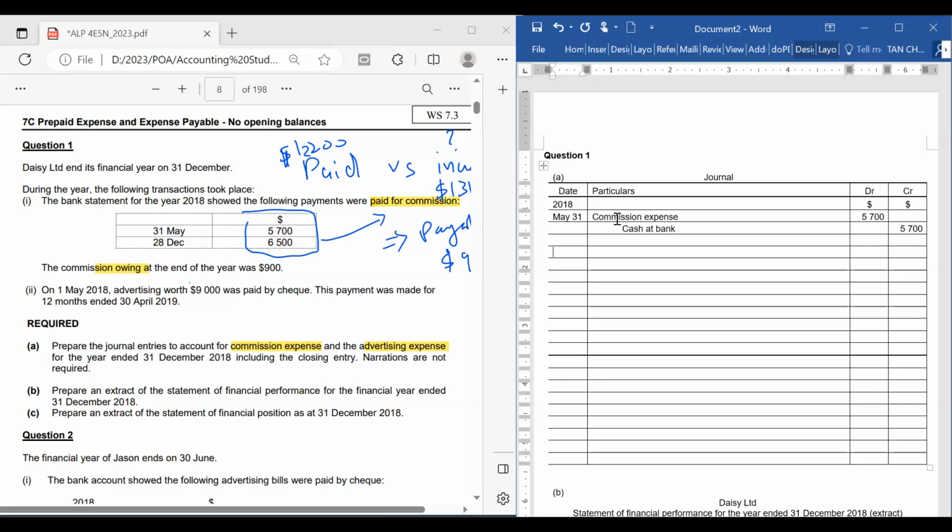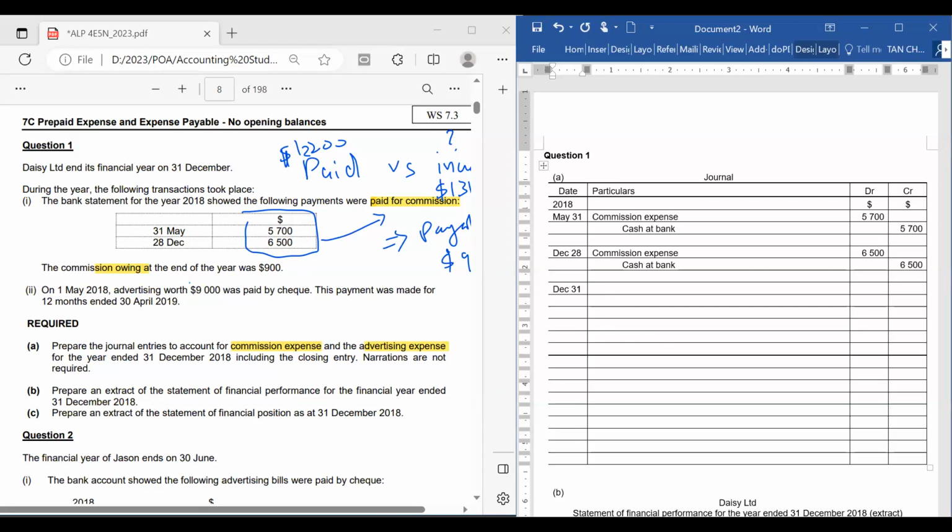Then we have another payment on December 28. So we're going to do the same, because this is just another payment of commission expense. So we will debit commission expense 6,500, followed by credit cash at bank 6,500. So as long as the questions give you information about paying expense, we will just continue to record as per the date given. Okay, the confusing part comes in at the end of the accounting period, which ends on 31st December, where there are a few things that we need to take note of.